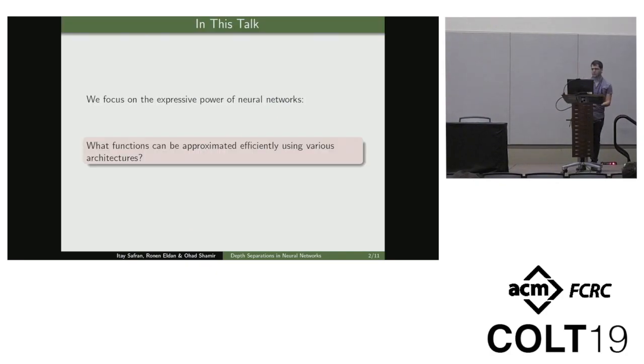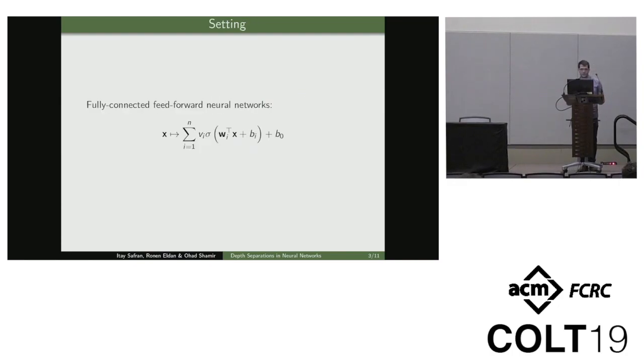On a higher level, this talk will discuss the approximation capabilities of neural networks. More specifically, what can we approximate efficiently using various architectures? We consider fully connected feed-forward neural networks. Here we see a more concrete example of a one hidden layer neural network. We have the weights of the output neuron, the v_i's, and the weights of the hidden layer, the w_i's, and the bias terms.